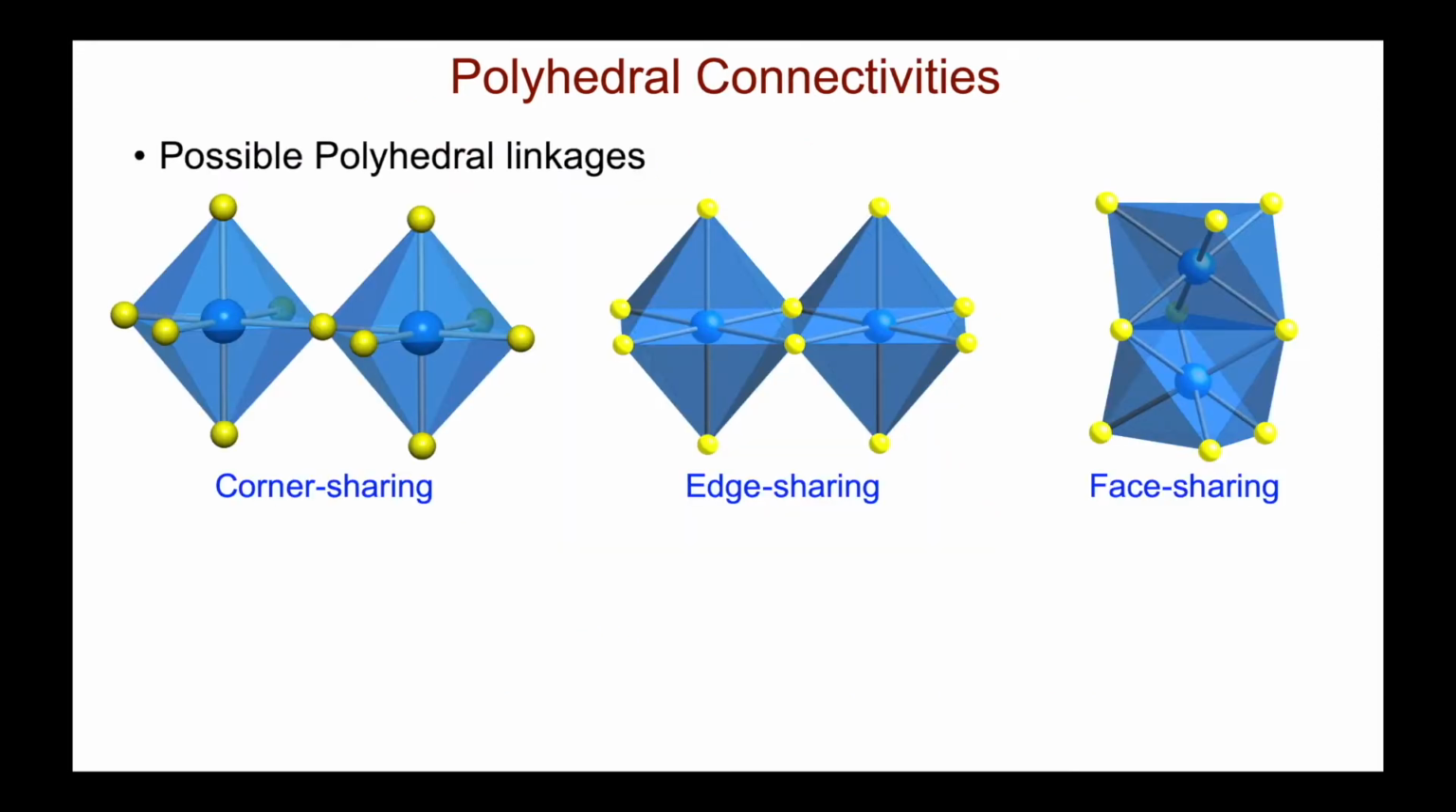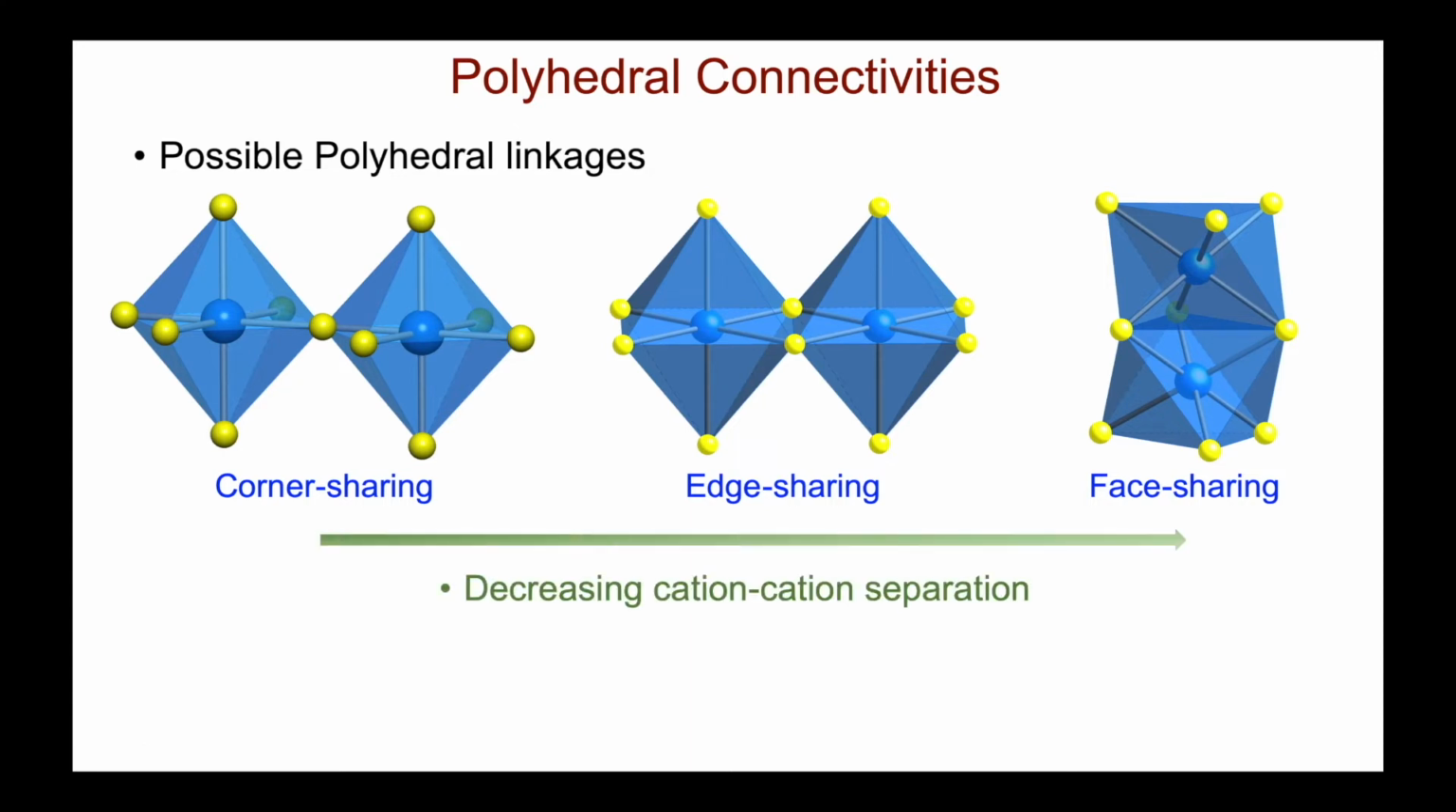There are different types of polyhedral connectivities that we'll see in inorganic structures. We could have isolated octahedra in some cases in which there is no sharing. In this case I have corner sharing, where this anion is shared by both octahedra and it lies at the corner of each. This is the edge sharing that we just showed, where this edge is shared by the two cation polyhedra. And then I can also run into face-shared octahedra, where the face of one is common to the face of another. All three examples are found.